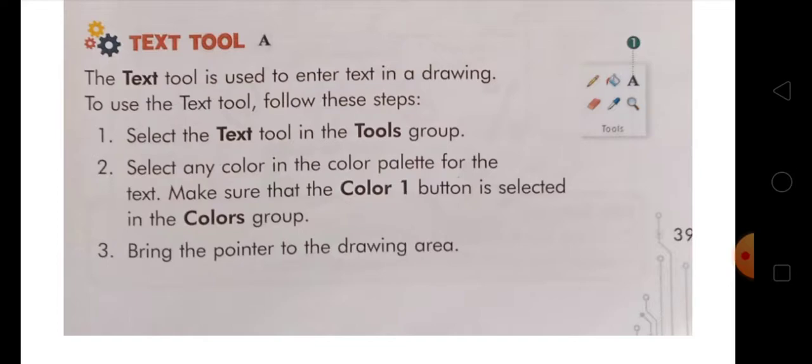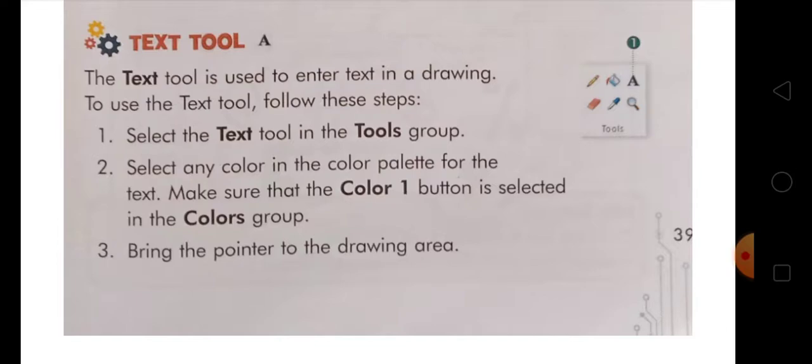Let's read again. Select the text tool in the tools group. After that you have to select any color in the color palette, and you can choose any color from the color palette for the text. Make sure that the Color 1 button is selected in the colors group. And in third, bring the pointer to the drawing area.